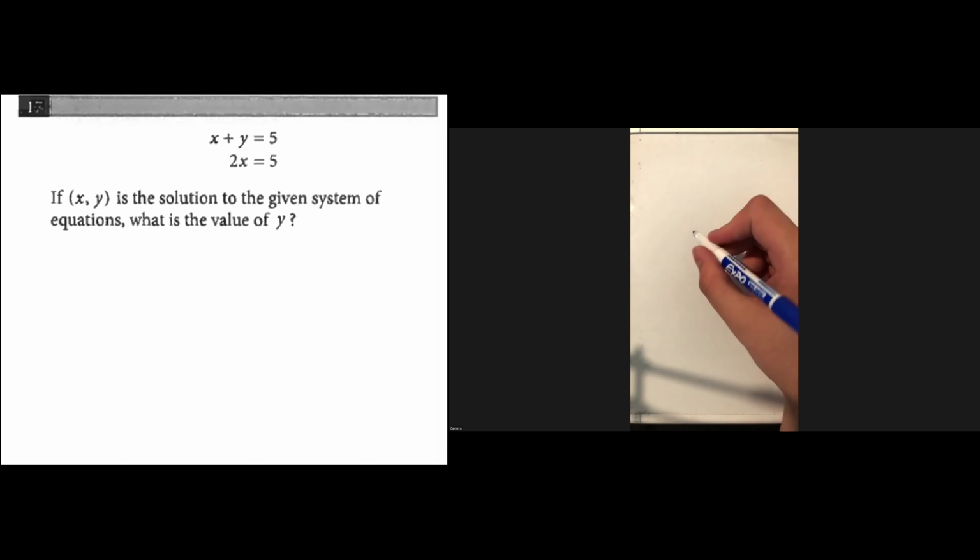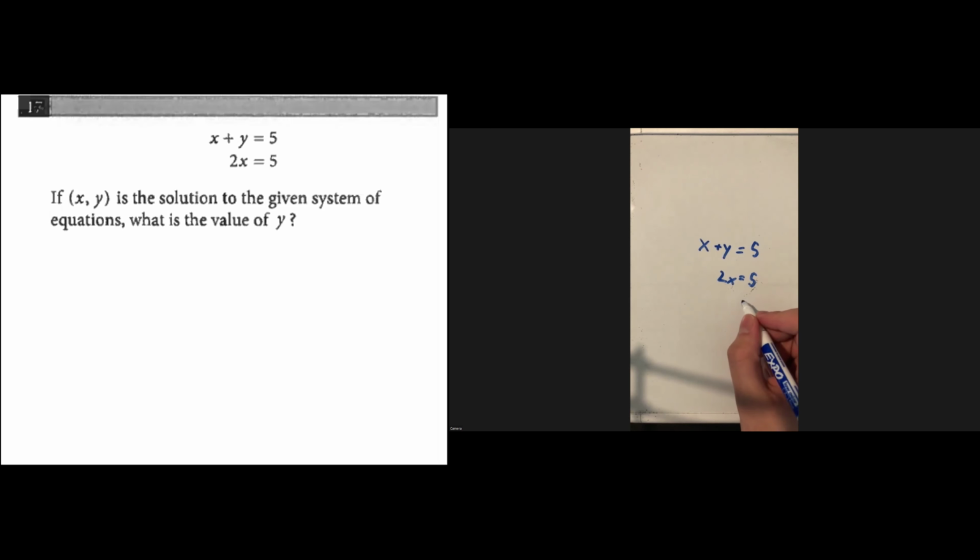Okay, so for question 17, we're given a system of equations, x plus y equals 5 and 2x equals 5. So using this equation, we could find x. 5 divided by 2 is equal to x, which is 2.5. And then we plug in 2.5 for x, which gets us 2.5 plus y equals 5. This leaves y: 5 minus 2.5 equals 2.5, which is the correct answer.